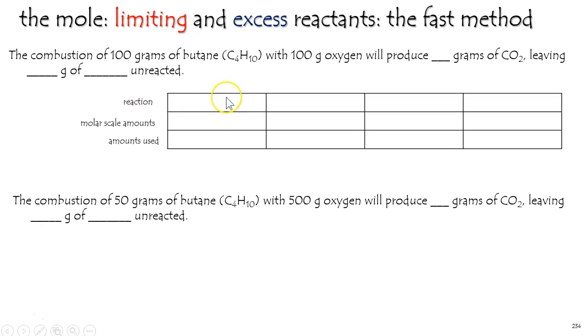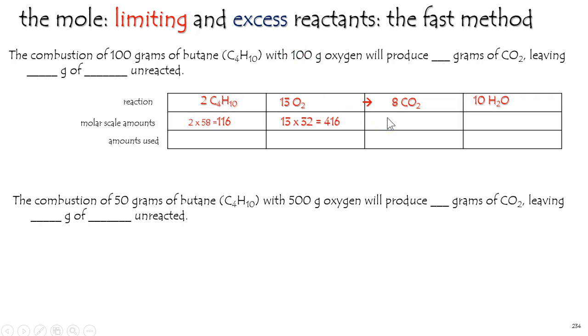Write a balanced chemical equation. Butane reacts with oxygen to make carbon dioxide and water. Balance it. It takes a little bit of time. Now simply write the molar scale amounts so you can get a gram ratio of everything. That means do 2 times 58 here, since C4H10 is 58 grams a mole, 48 for the carbon, 10 for the hydrogen. So 116 grams of this will require 13 times 32, or 416 grams of that. You need almost 4 times as many grams of oxygen as we do of butane. And by the way, we don't have that.